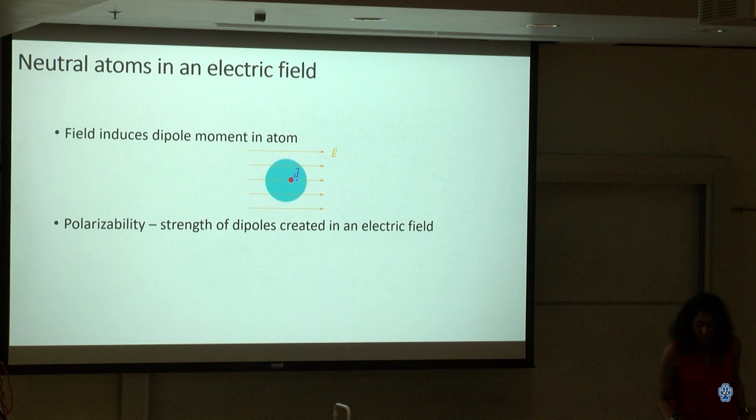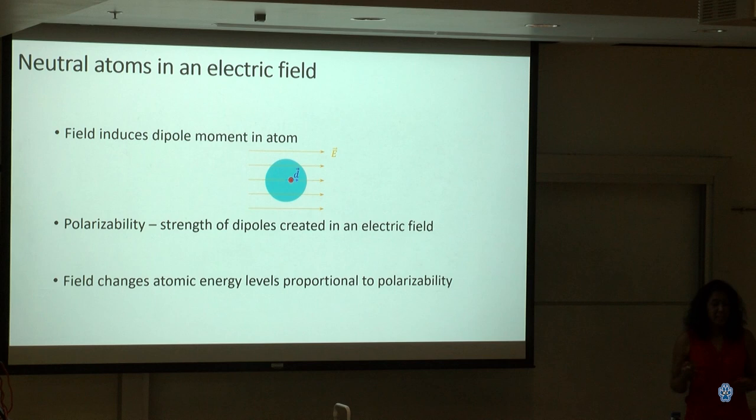Now, we can also say that the electric field is going to change your atomic energy levels in a way that's proportional to the polarizability. And you can see this simply from something that you may have learned in E&M, which is that the energy of a dipole in an electric field goes as negative d dot e.